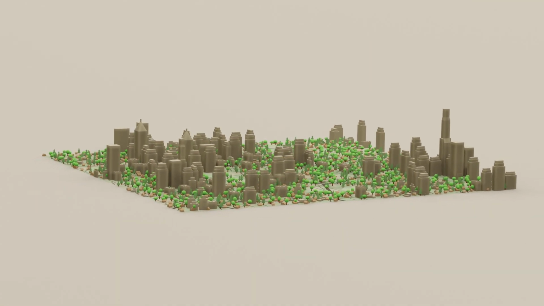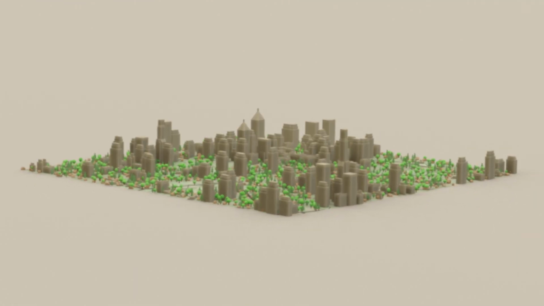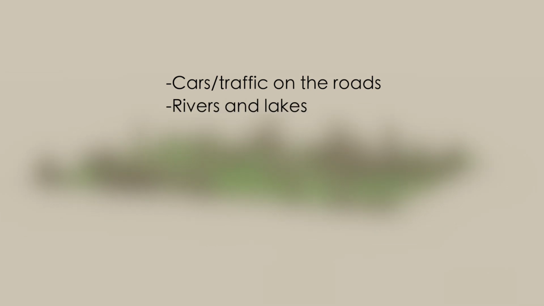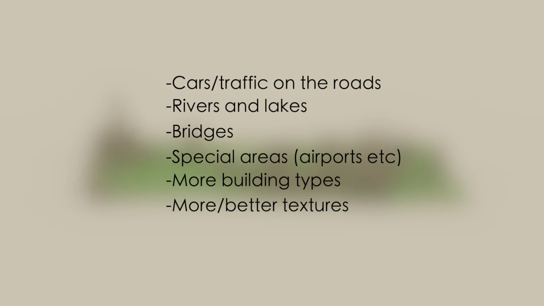Now, that being said, there were a lot of things that I had to put on the cutting board and get rid of, but I would have loved to add them. Things like cars, rivers and lakes, bridges, special areas like airports, more buildings and texture variety, and maybe I'll come back and add those in another video in the future.